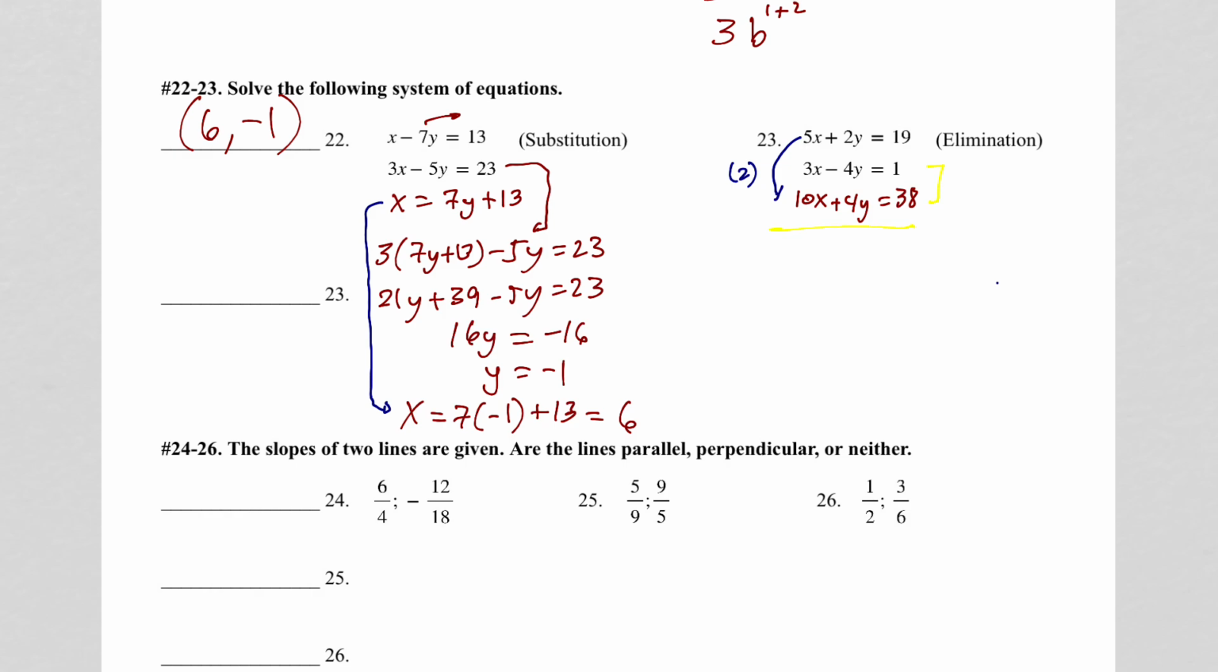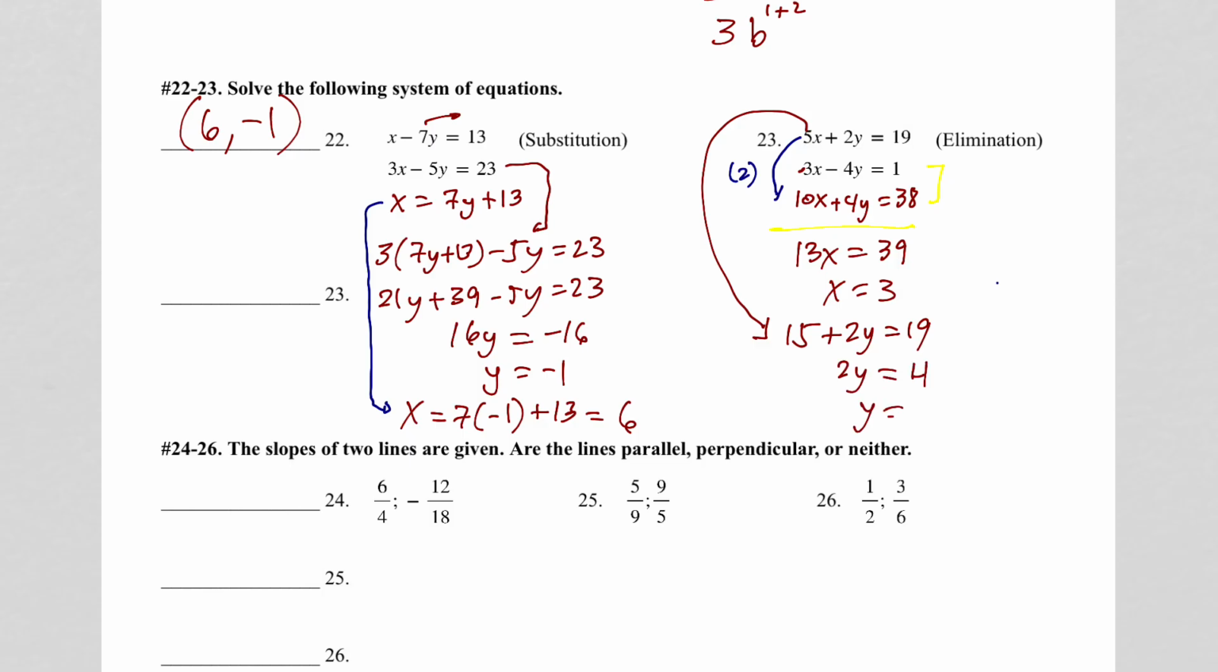So I'll get 3 plus 10 is 13x, the y's go away, and this is 39, so x is equal to 3. Then you take that and plug it into either equation. I'll plug it into this top one. So we have 5x, which is 5 times 3 or 15, plus 2y is equal to 19. So 2y is equal to 4, so y is equal to 2. So our ordered pair is the x first, then the y.